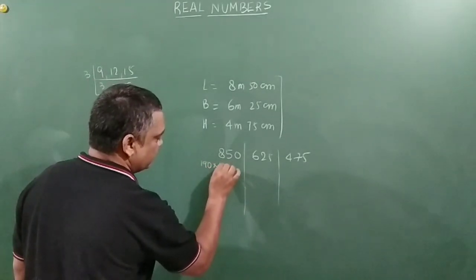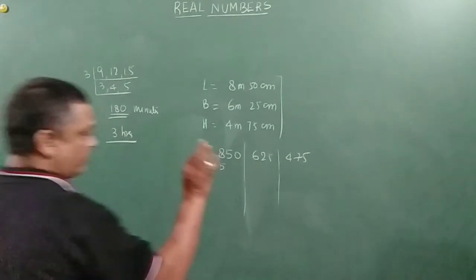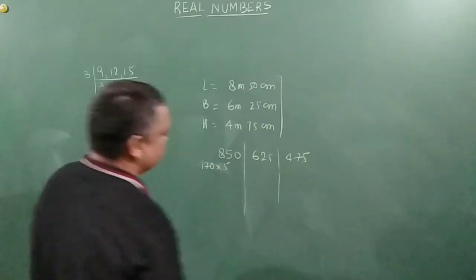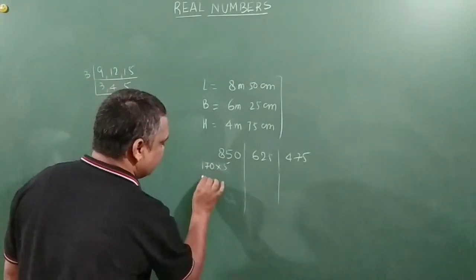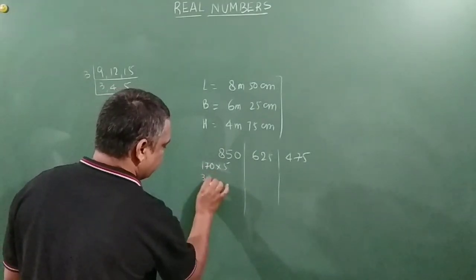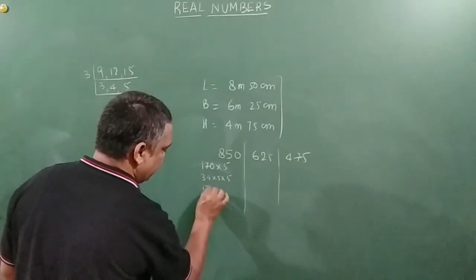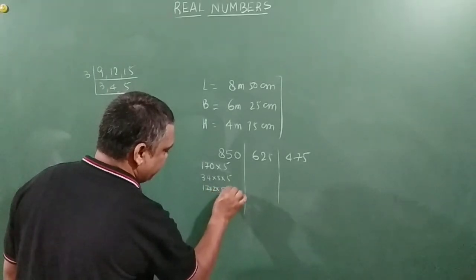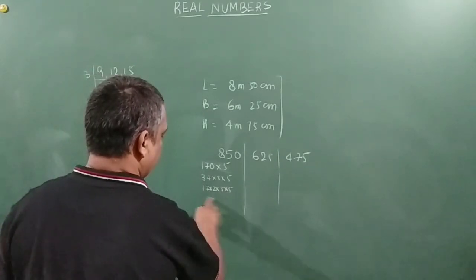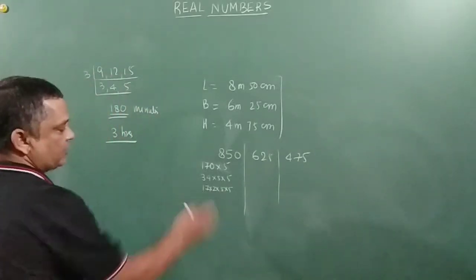170 into 5. Then 170 I can break by dividing it by 5, so 34 into 5 into 5. So this is basically 17 into 2 into 5 into 5. Right? So 10 into 85. Correct? After this I don't think we will be able to break it, because 17 is a prime number.